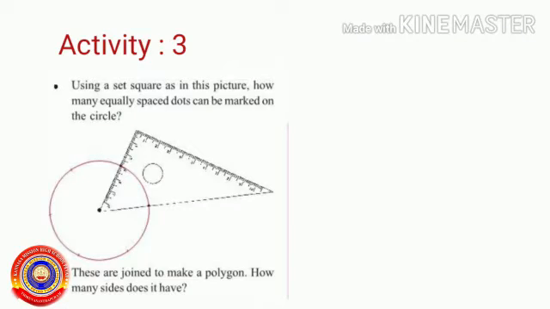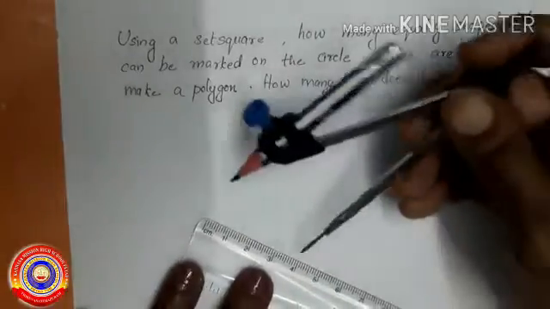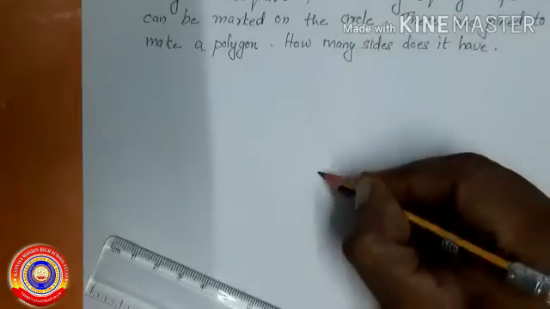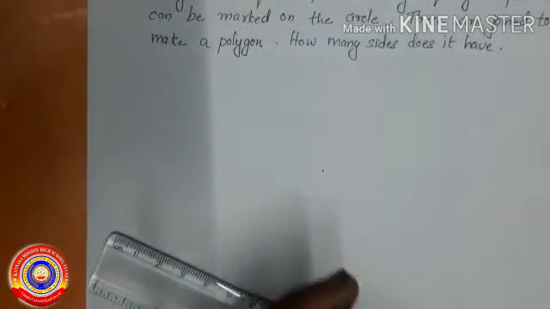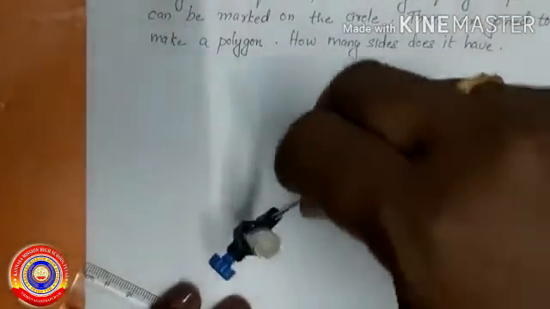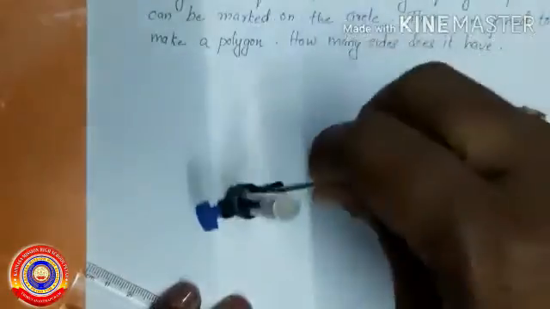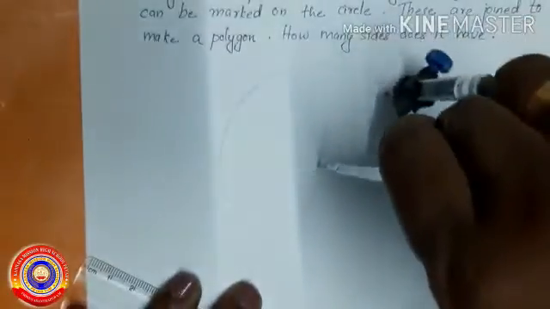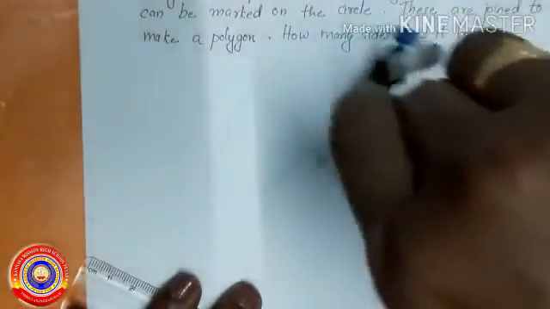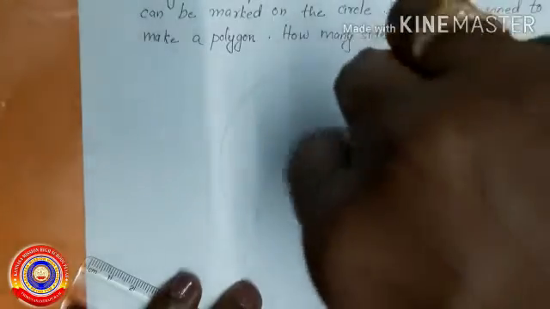Next, activity number 3. Using a set square, as in this picture, how many equally spaced dots can be marked on the circle? These are joined to make a polygon. How many sides does it have? Here also, I am taking 4 cm in the compass and mark a point. Then place the compass on the point and draw a circle with radius 4 cm.